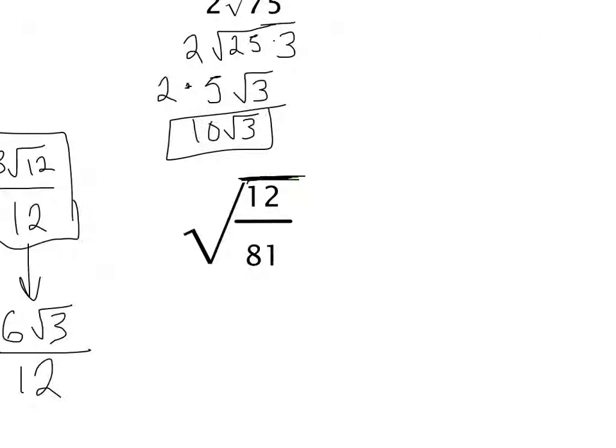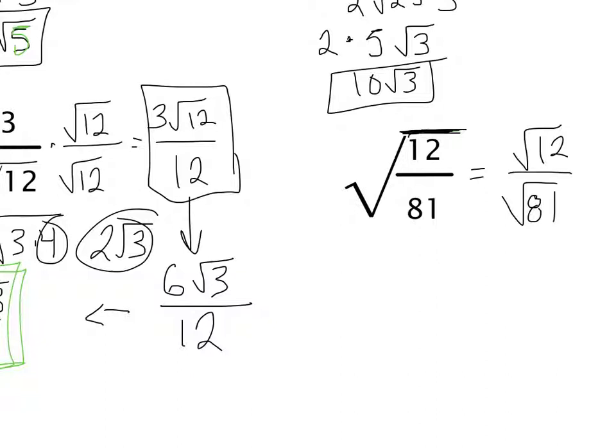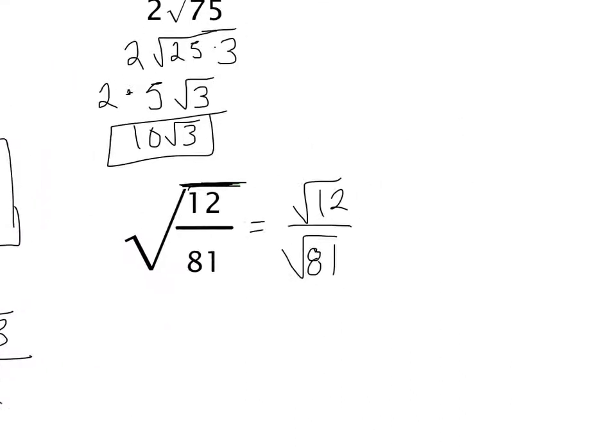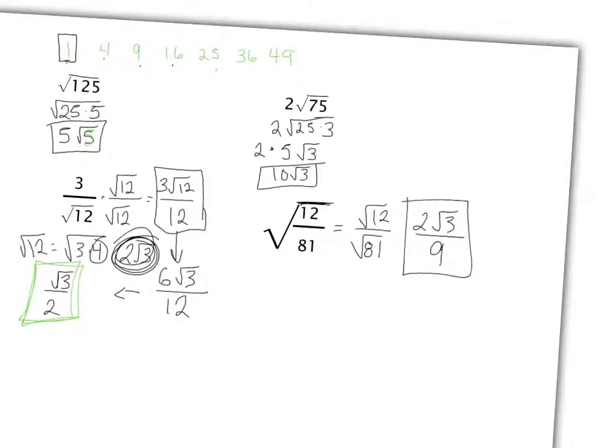You already know that when you have the square root of a fraction, you can give that square root to the top, give the square root to the bottom. We just discussed over here that the square root of 12 was the same thing as 2 square roots of 3. So I'm going to rewrite that as such, 2 square roots of 3 over the square root of 81, which is 9. There you go, right there. Not too bad.